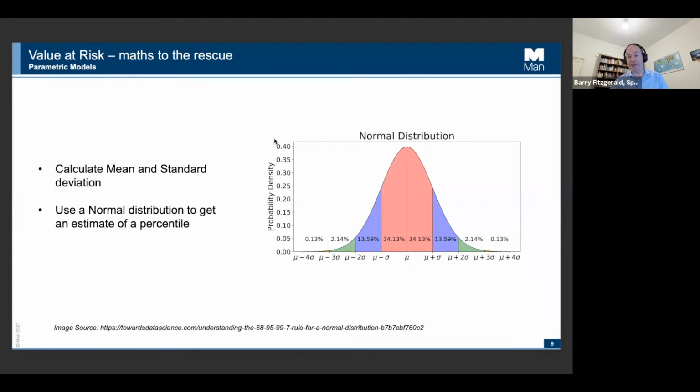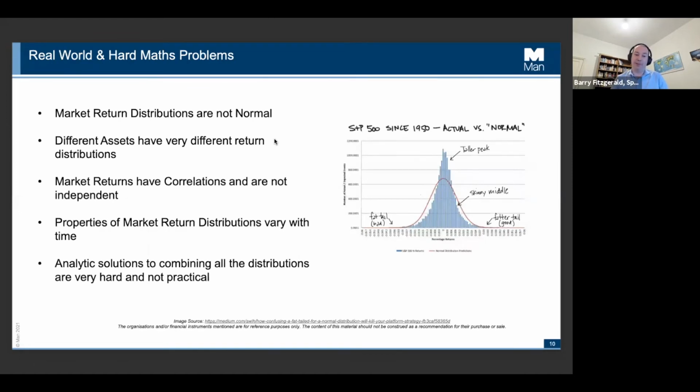Again, this is widely used, very understandable. There's a little bit more maths than the historic value at risk, but it is quite often used as well. But in turn, there are problems with this approach. So let's think about some of those. Market return distributions are not normal. There have been cases in the recent past of seeing 180 standard deviation moves in a market. That shouldn't happen in the lifetime of the universe if a distribution was normal. Maybe not 180 standard deviations, but large standard deviation moves happen a lot more often than a normal distribution would suggest.